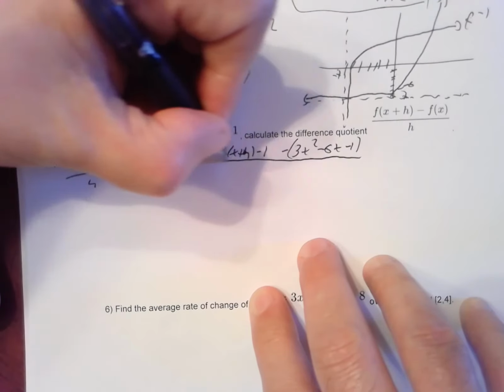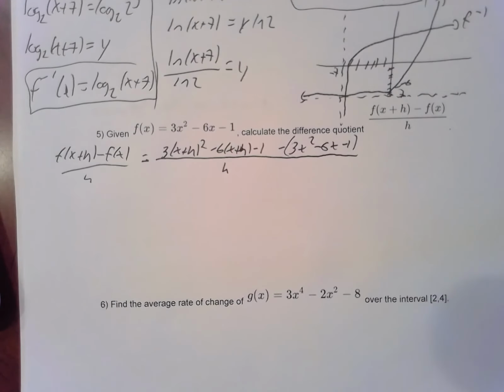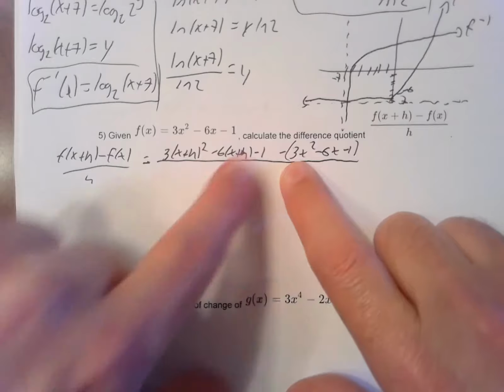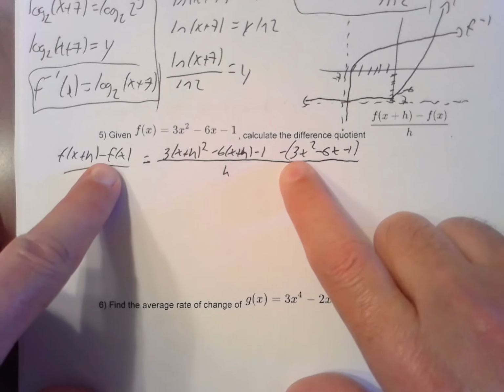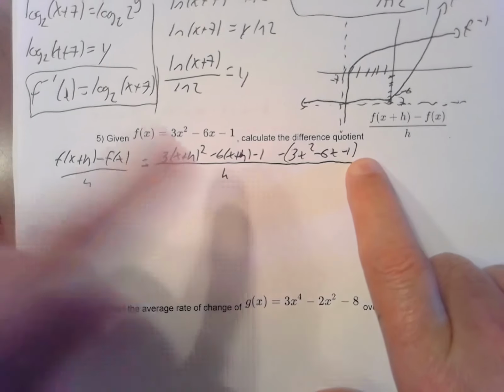All over h. So there's f of x plus h minus, that minus, f of x all over h. Okay, do some distributing here.